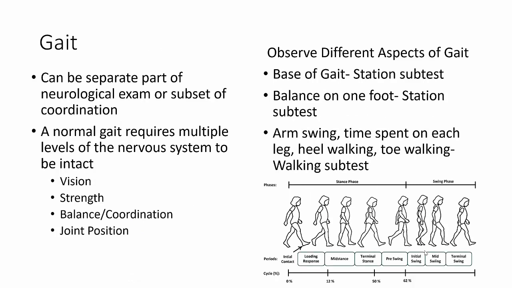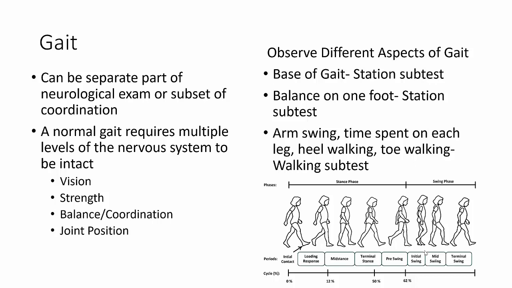Normal gait basically requires us to have a bunch of systems interacting. You don't really think about walking, but to walk takes a lot. You have to have your vision working because you have to be able to see where you're going, strength in order to stand upright, of course, but then also to actually walk. Balance and coordination because you're on two legs, so you have to be able to balance yourself and coordinate that walking. And of course, your joints, they have to be functioning as well.